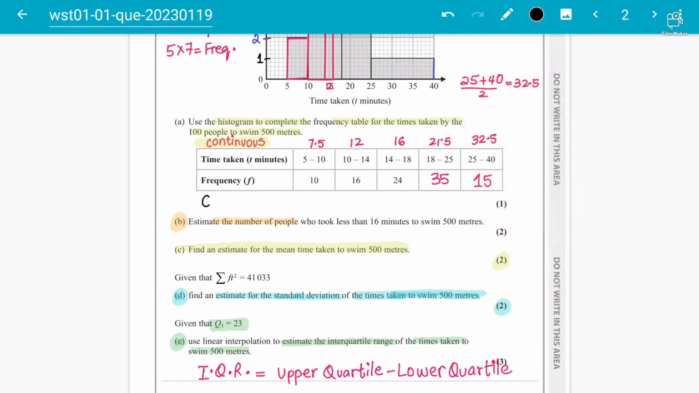Here I put the cumulative frequency first. The cumulative frequency for this will be 10, but when you add this it becomes 26, since 10 plus 16 is 26. This indicates that our lower quartile will be between these. We'll have to find the lower quartile from somewhere here. That's what we are going to look for.